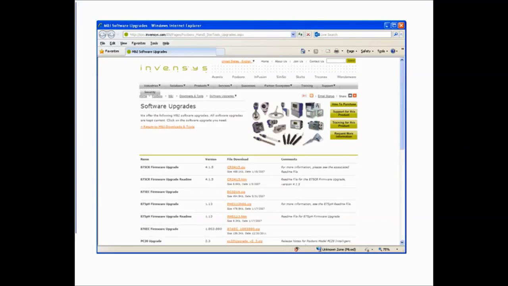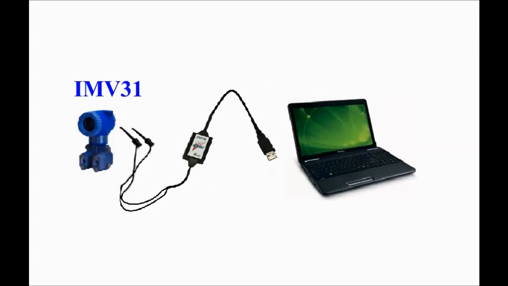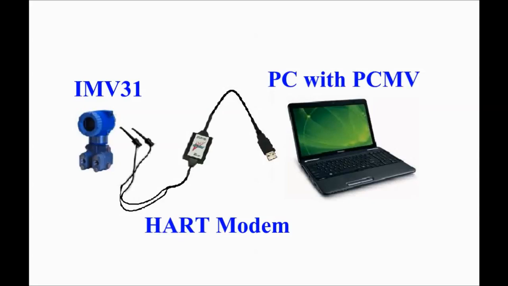In order to fully configure the IMV31 transmitter, PCMV software must be used. The latest version of PCMV can be downloaded from the Foxboro website. Once the transmitter has been physically connected to a computer by way of the proper HART modem, we can begin the configuration.